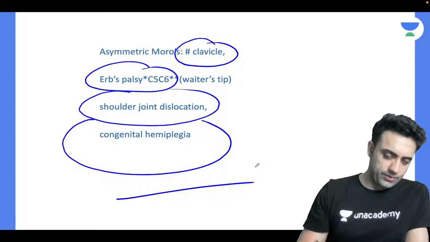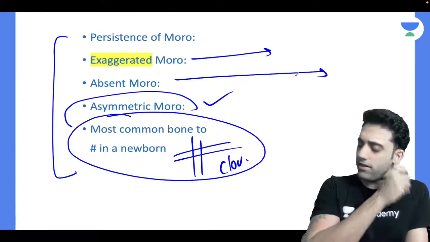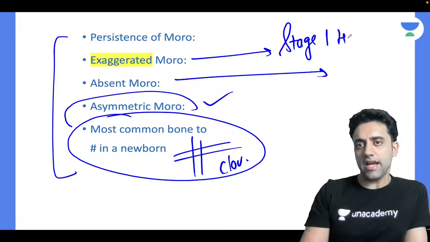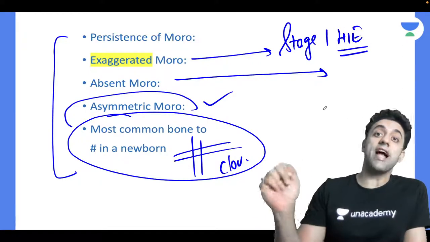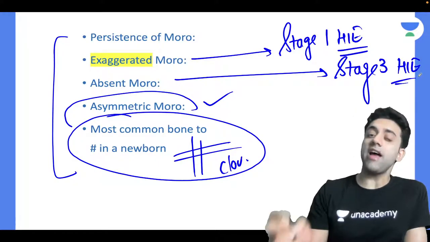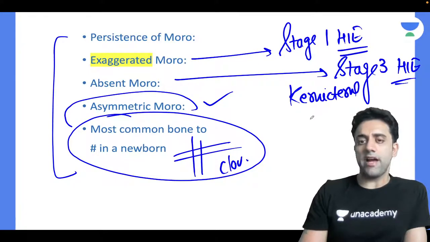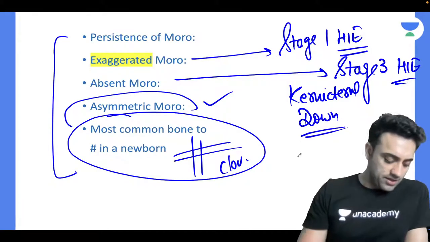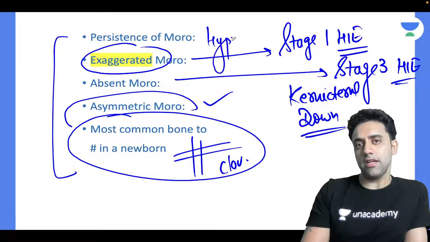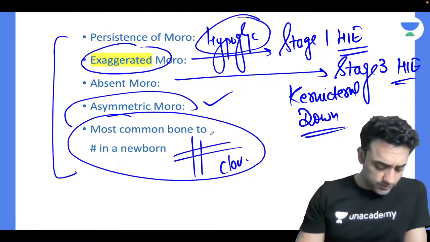Again, coming back to exaggerated Moro reflex and absent Moro reflex. Can anyone tell me what are the causes of exaggerated Moro and absent Moro? So stage one HIE will have an exaggerated Moro, whereas stage three HIE will have an absent Moro. Stage three HIE, kernicterus, also will have an absent Moro. In a case of Down syndrome also, the baby will have an absent Moro. Whereas stage one HIE will have an exaggerated Moro, and even hypoglycemia will also have an exaggerated Moro. Understood? Yes, right. Very good.